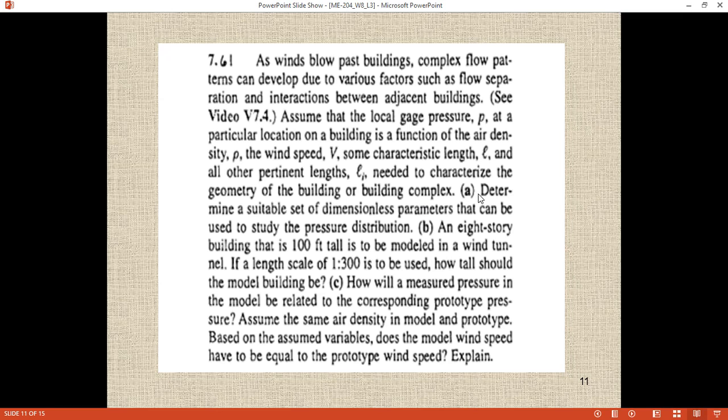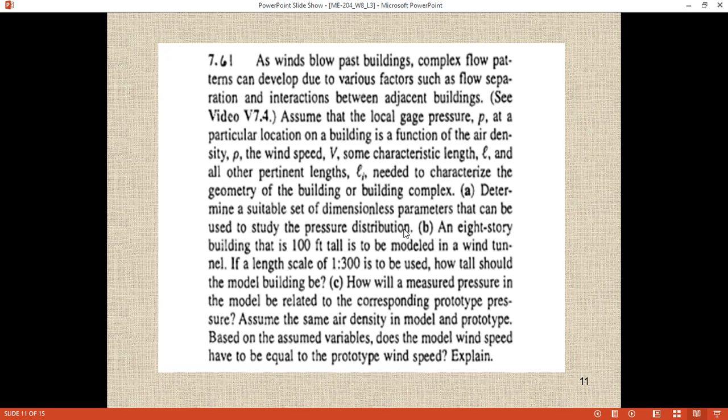So first of all, the atmospheric pressure p at a certain point on the building depends on these variables. Determine a suitable set of dimensionless parameters that can be used to study the pressure distribution.